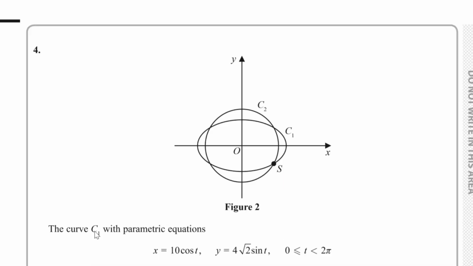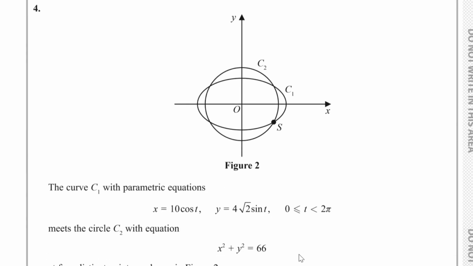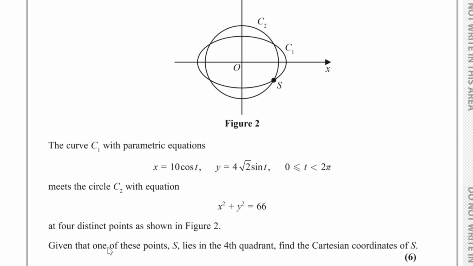Question number 4. The curve C1 with parametric equations x equals 10 cos t, y equals 4 root 2 sin t, where t is between 0 and 2 pi, meets the circle C2 with equation x squared plus y squared equals 66 at 4 distinct points as shown in figure 2. Given that one of these points S lies in the 4th quadrant, we have to find the Cartesian coordinates of S. Okay, so if we're considering the 4th quadrant, we're considering a positive x but a negative y.